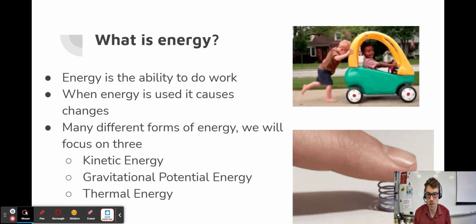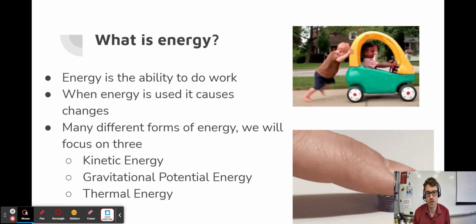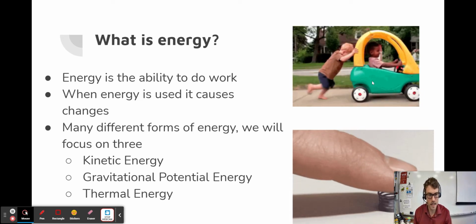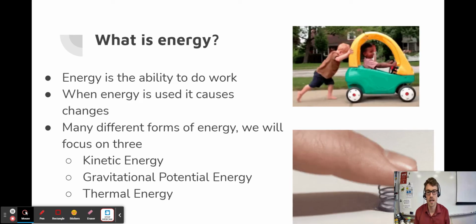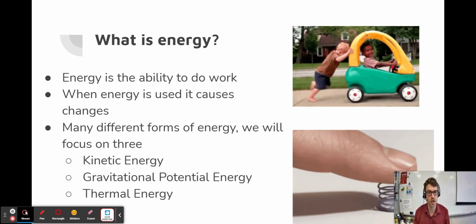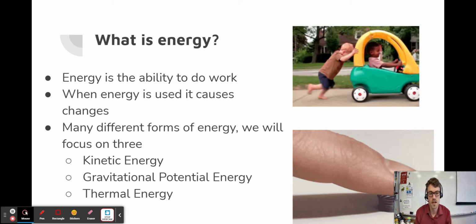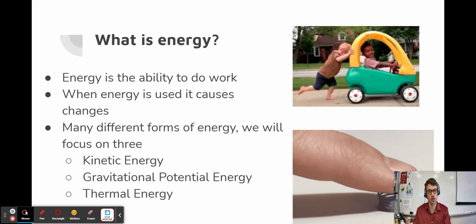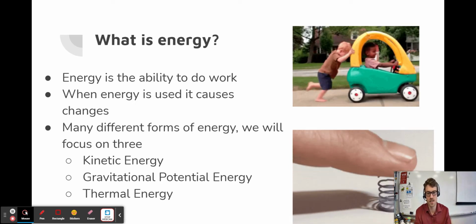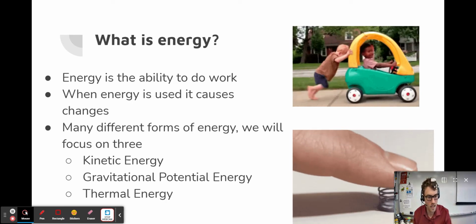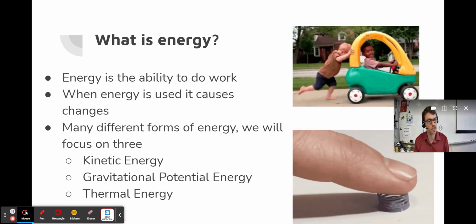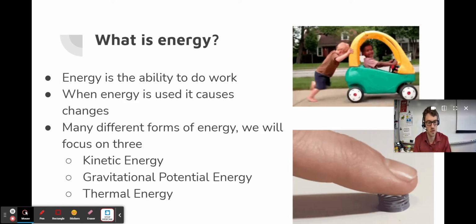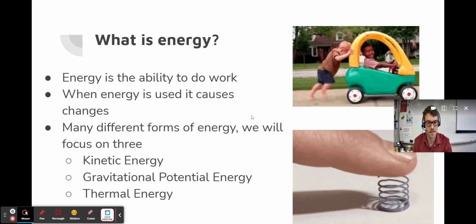There are many different forms of energy, and we're going to be focusing on three: kinetic energy, gravitational potential energy, and thermal energy. If we take a look here, we've got a kid pushing another kid in a car. There is energy being used here to do work. Remember, work is force times distance. The boy who's pushing the girl is using energy to make work happen. He has the ability to do work. We also have the thumb pushing onto the spring. That is energy being used to do work. A force is being used to move an object a distance.